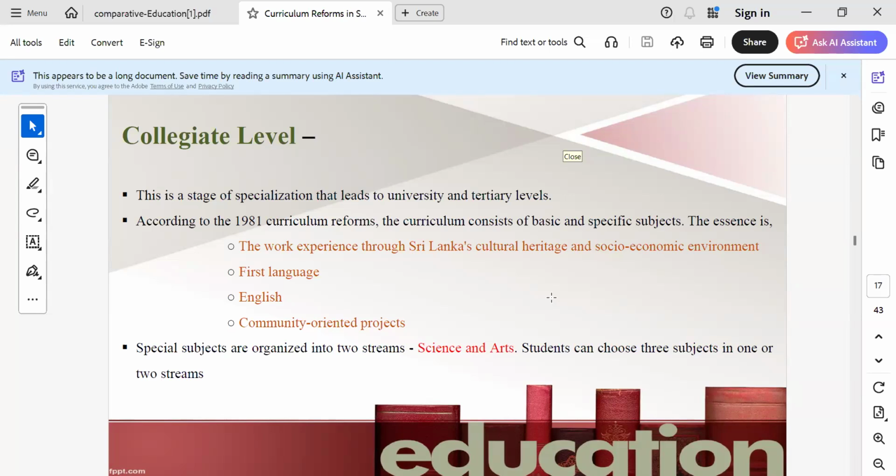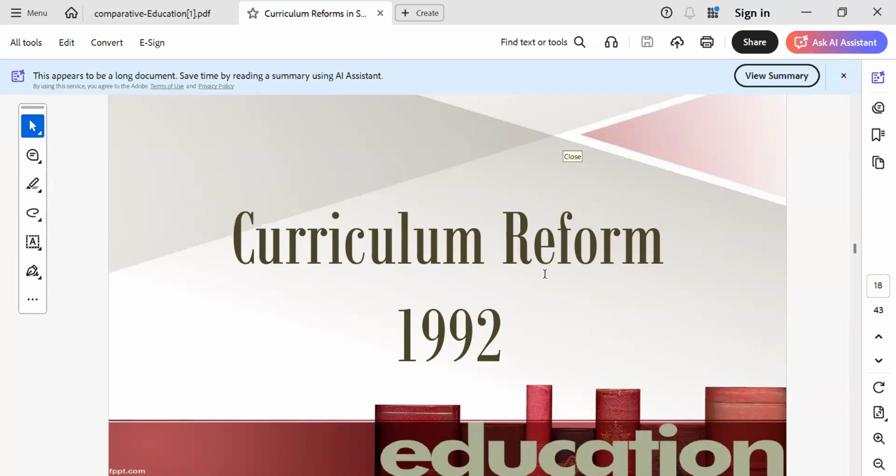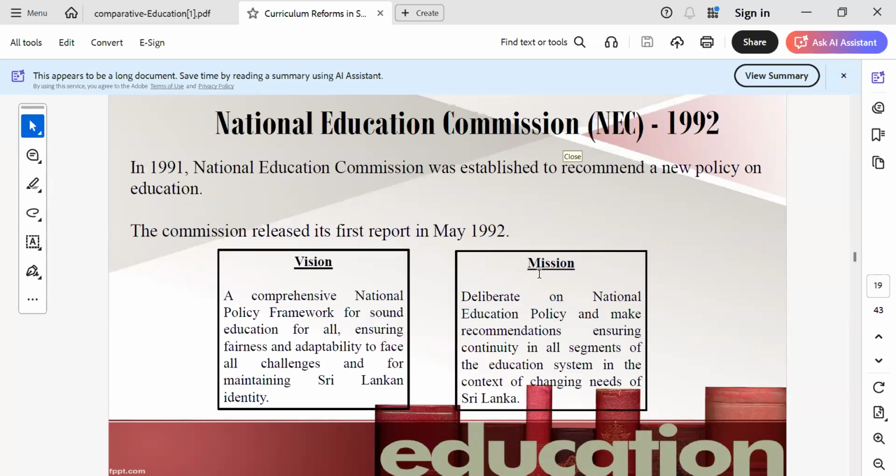Right, so in 1981 also they tried to introduce something new, right? Special subjects organized into 2 streams, science and arts. Students can choose 3 subjects in 1 or 2 streams. So a mixture of subjects could be offered in 1981. So after a 10 year gap, again another reform, 1992. So now the National Education Commission is there.